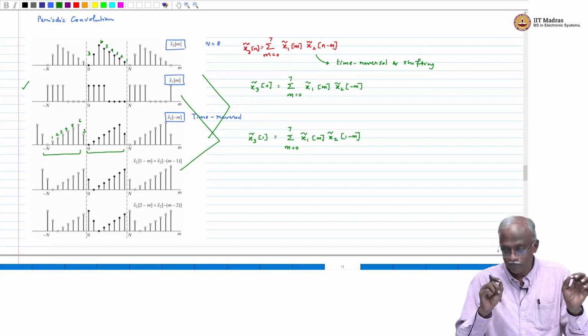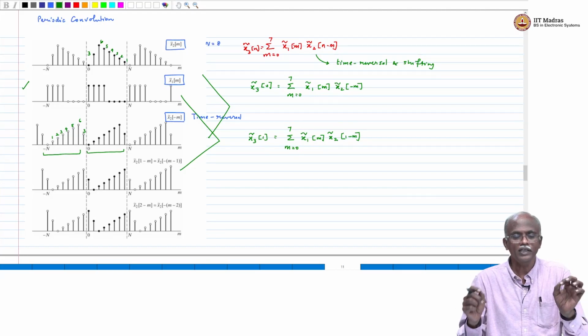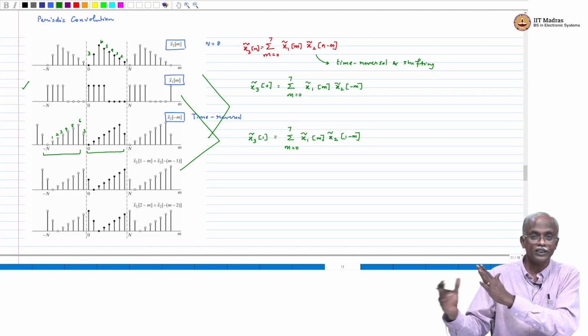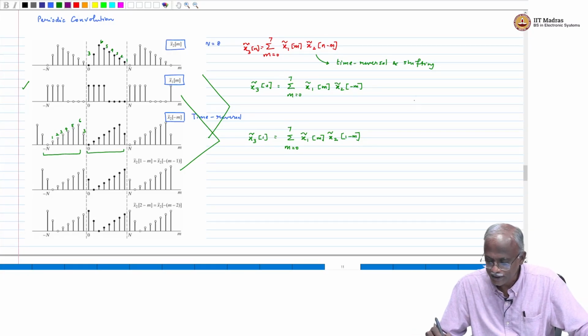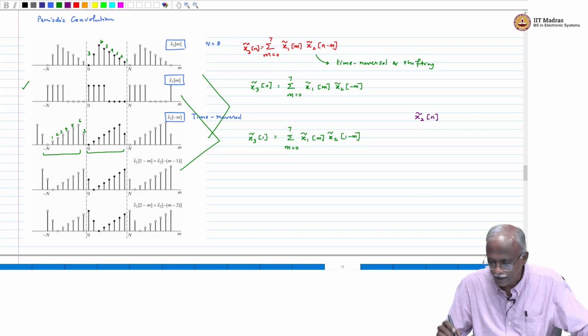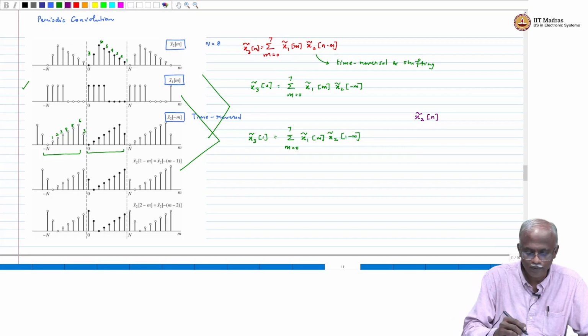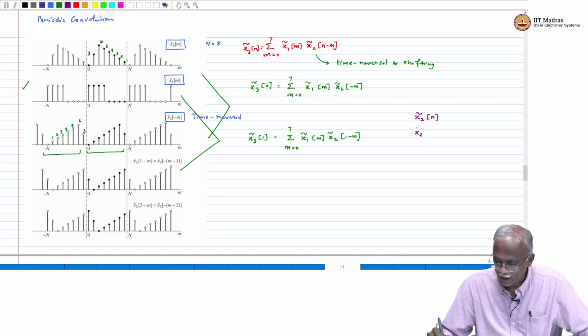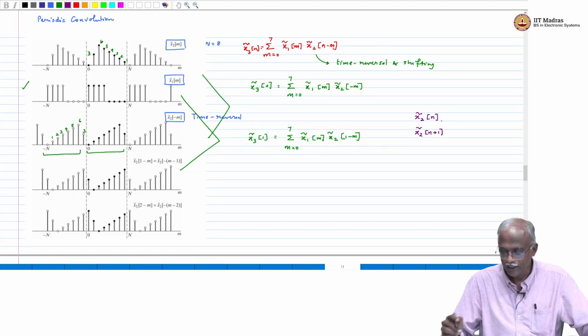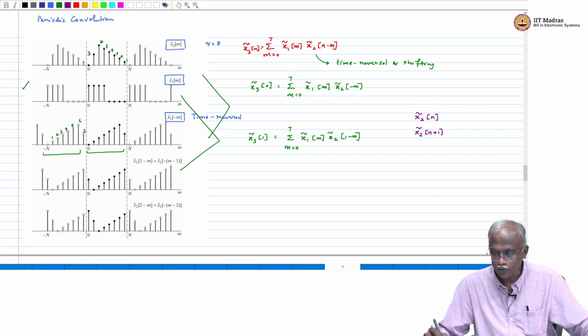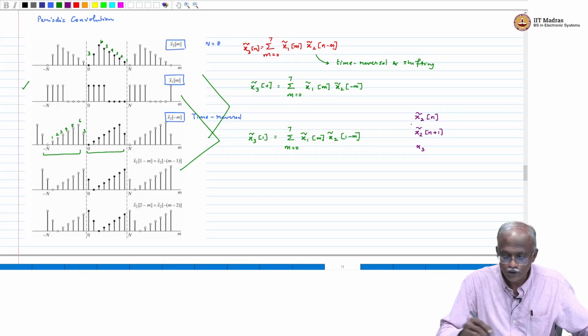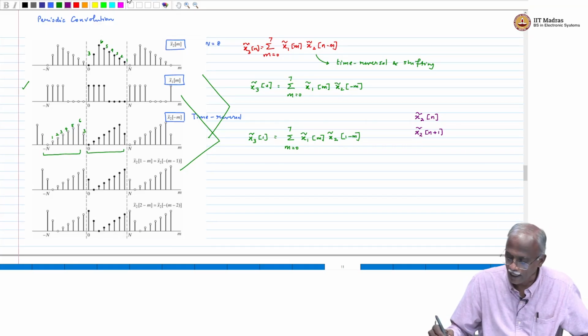Now this is where it becomes a little bit tricky to see which way to go. Do I shift left or right? How do I visualize it? The easiest way to visualize, as we have always said, is you have x2 tilde of n. If you want to shift it forward or backwards, then step 1 would be x2 tilde of n plus 1, if you want to shift it in the forward direction, and then you do the time reversal of x2. So this is an advance operation.